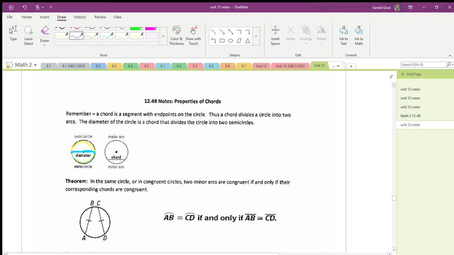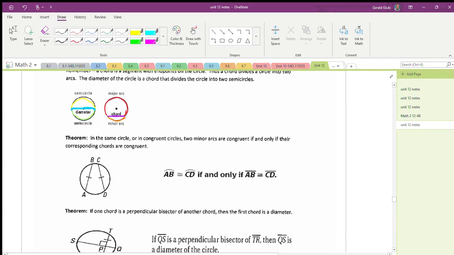This is just a chord, and it will form a minor arc. And there we go, a major arc. So remember from the first section, minor arc just means that the arc is less than half of the circle, or less than 180 degrees. Major arc is more than half, or more than 180 degrees.